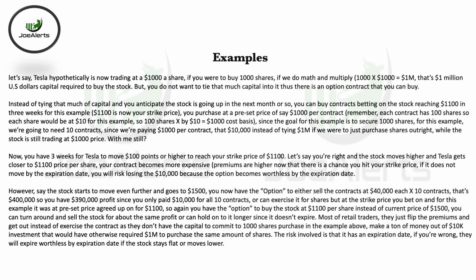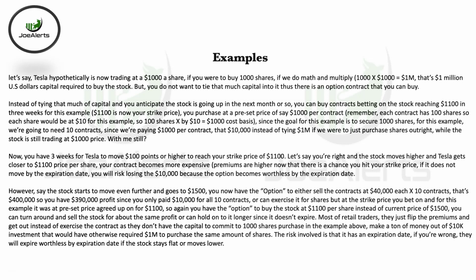Since the goal for this example is to secure 1,000 shares, we're going to need 10 contracts. Remember, each contract has 100 shares. So we're paying essentially $1,000 per contract. Total is $10,000 for 10 contracts. Each contract has 100 shares, so that is 1,000 shares. So instead of tying up $1 million, if we were to just purchase the shares outright while the stock is still trading at $1,000, we only paid $10,000.